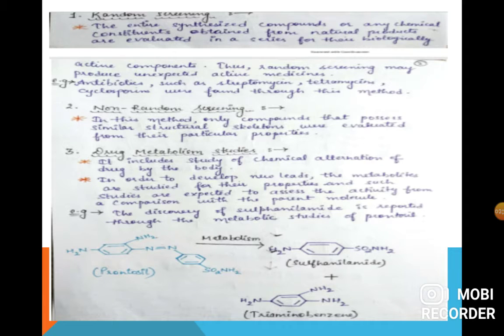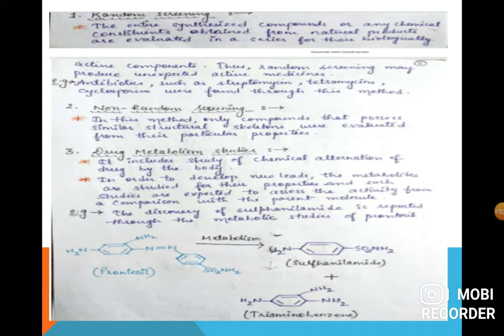After that, non-random screening. In this method, only compounds that possess a similar structural skeleton are evaluated for their particular properties. Third, drug metabolism studies. It includes the study of chemical alteration of the drug by the body. In order to develop new leads, the metabolites are studied for their properties, and such studies are expected to assess the activity. So after random and non-random screening, we can study drug metabolism.